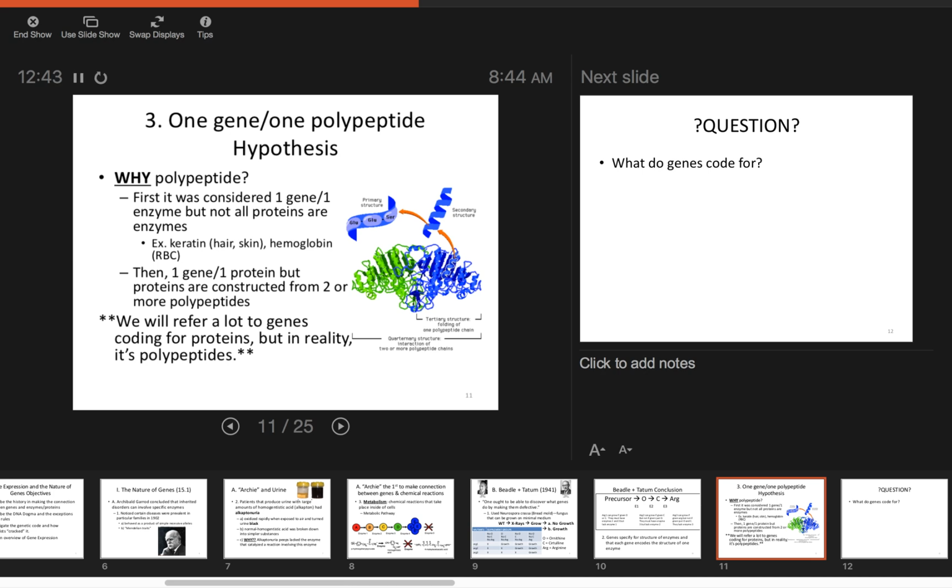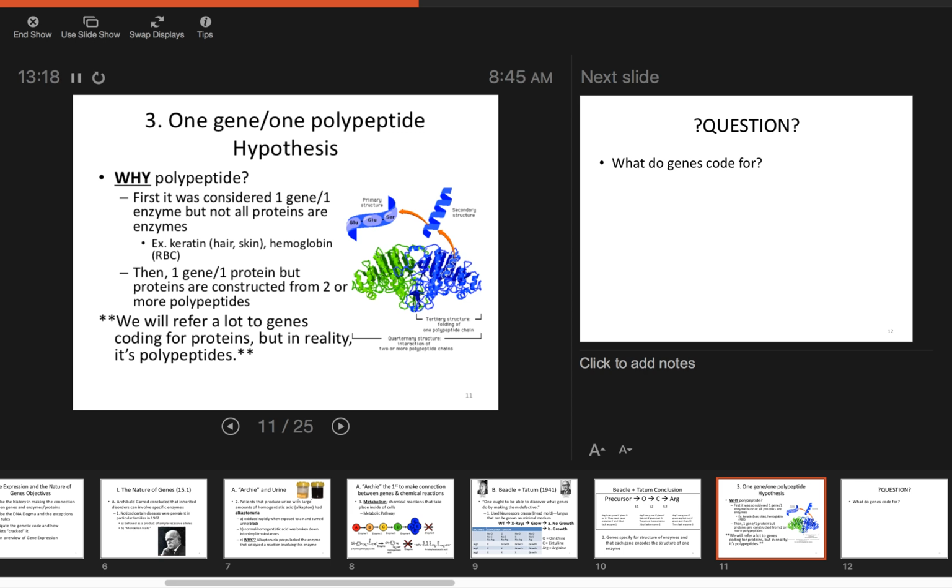So then they had to modify it and say, okay, one gene codes for a protein, but sometimes proteins are made from many polypeptides. So you have to think back to chapter 2 with chemistry, the structure of proteins, where you have the amino acid sequence, and you have hydrogen bonds, and you have tertiary and quaternary structures. Well, to get to that quaternary structure, there are many polypeptides that it's interacting with. So you can't say one gene, one protein, but you can call it one gene to one polypeptide.